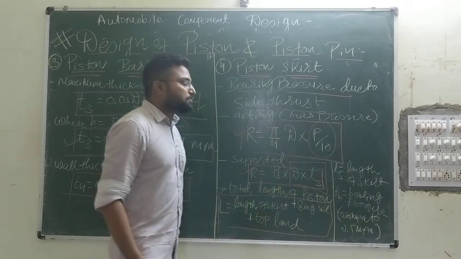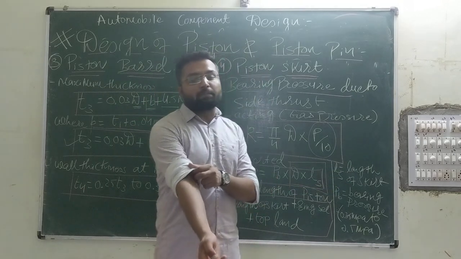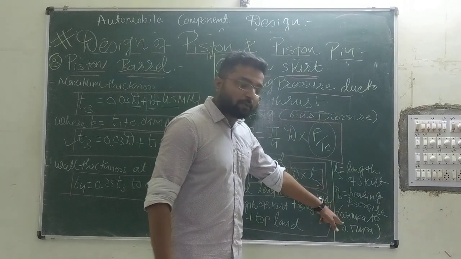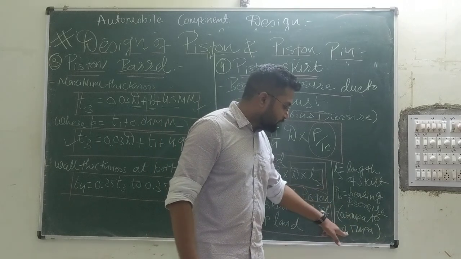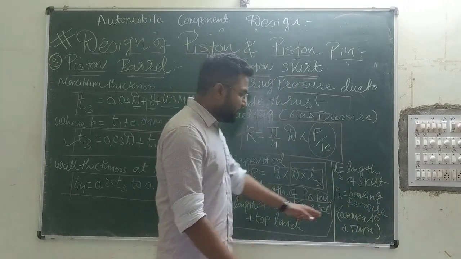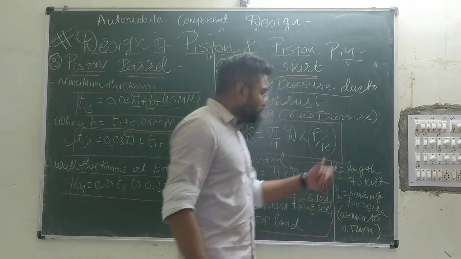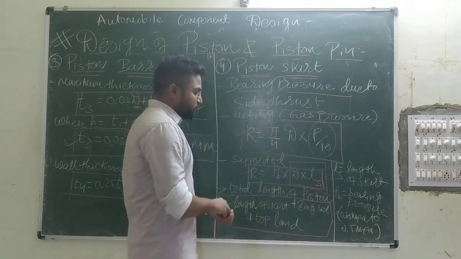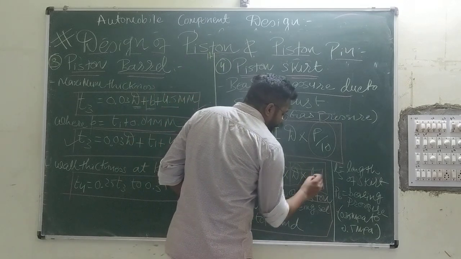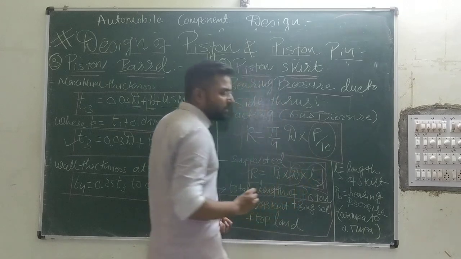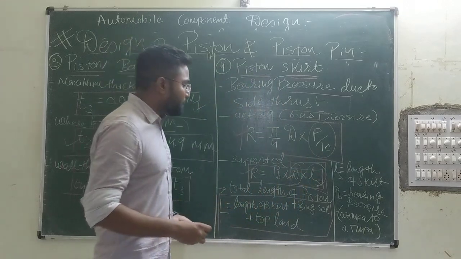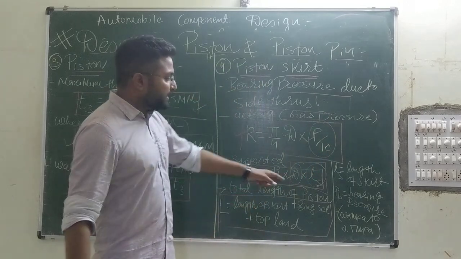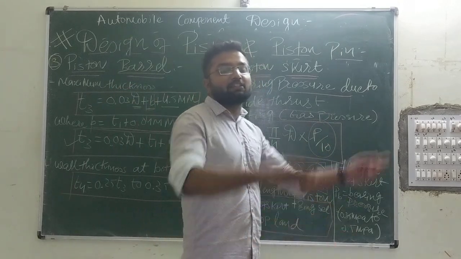Here, Pb is the bearing pressure or limiting bearing pressure of our cylinder and piston wall, which is always between 0.25 MPa to 0.5 MPa. Here we take it as 0.25 MPa to 0.5 MPa, and ultimately from this equation you can easily determine the length of skirt if you have the outer diameter of the piston. Here we will provide all these features, and ultimately our aim is to determine the length of skirt.